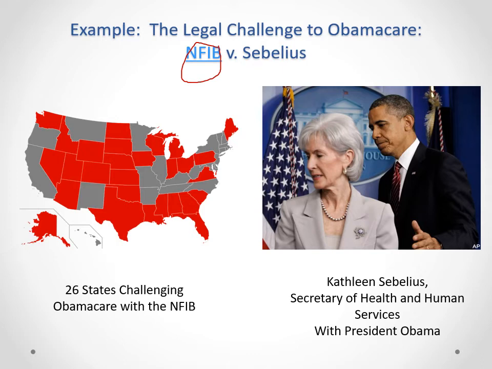Well, now nobody's happy because the 26 states and the NFIB want the entire piece of legislation struck down, and the Obama administration wants the entire Affordable Care Act upheld. So both sides cross appeal to the Supreme Court. Now the Supreme Court doesn't have to take this case, but they decide to do so because obviously it's of national importance. And in fact, this case was expedited before the Supreme Court. So they took it up, came to a decision upholding Obamacare.